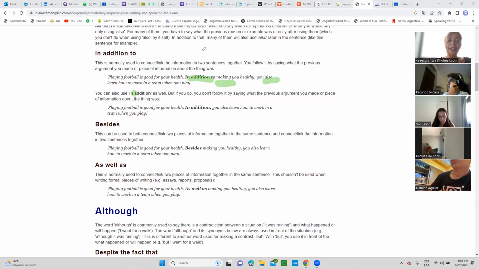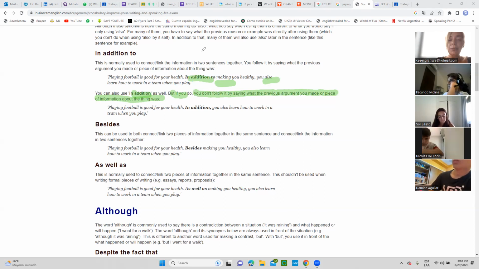You can also use in addition alone. But if you do, you don't follow it by saying what the previous argument you made or piece of information was. Can you read the example now, Facu, again? Playing football is good for your health. In addition, you also learn how to work in a team when you play.